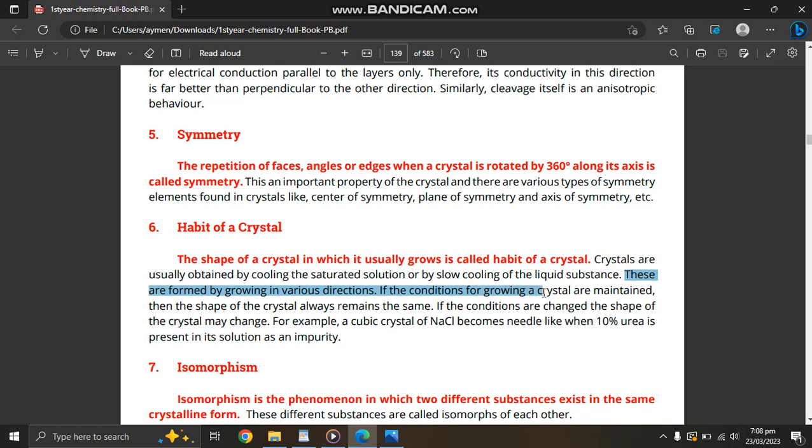If the conditions for a growing crystal are maintained, then the shape of the crystal always remains the same. And if the conditions are changed, the shape of a crystal may change. For example, the cubic crystal of NaCl becomes needle-like when 10% of urea is present in its solution as an impurity.